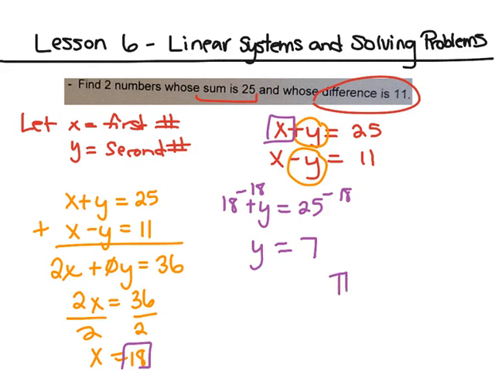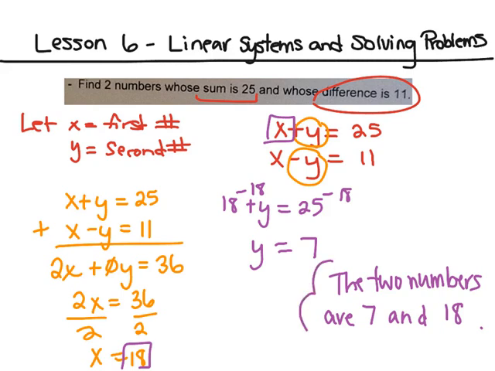So the two numbers are 7 and 18. And of course you could check that. 18 plus 7 is 25, and 18 minus 7 is 11. Make sure you write a sentence to show that you understand what it is you solved for.